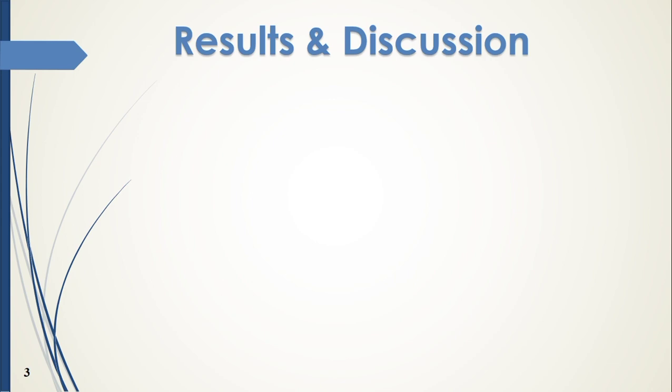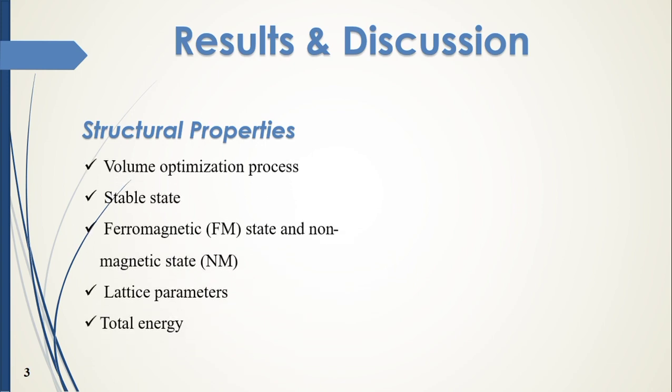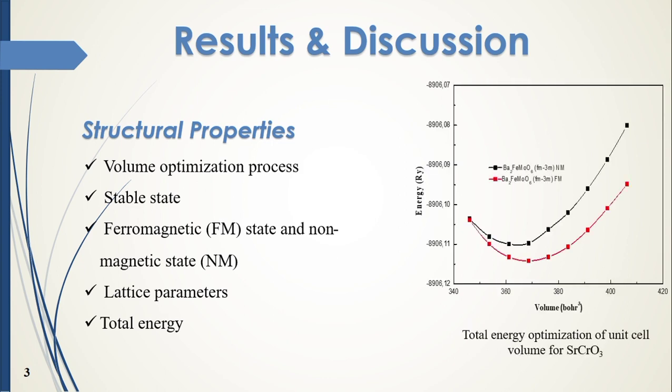Now I will move to the obtained results. The structural properties of this material can be theoretically calculated by its volume optimizations process. So, to investigate the stable state of strontium chromate perovskite, both the ferromagnetic and the non-magnetic states have been examined. After the optimization, we obtain the total energy as a function of the unit cell volume for the two states as shown in this figure.